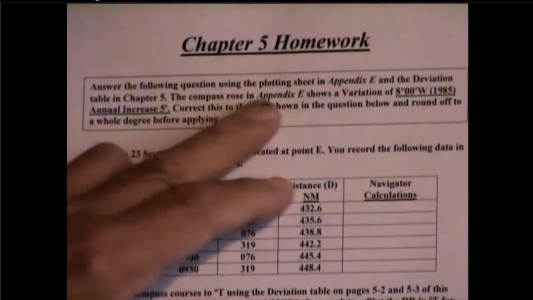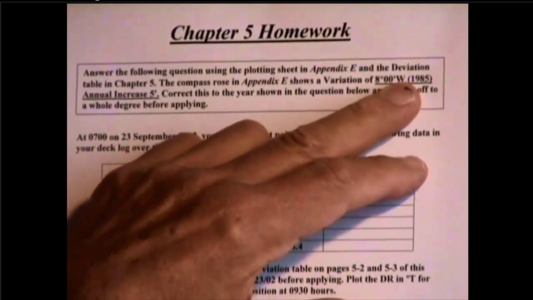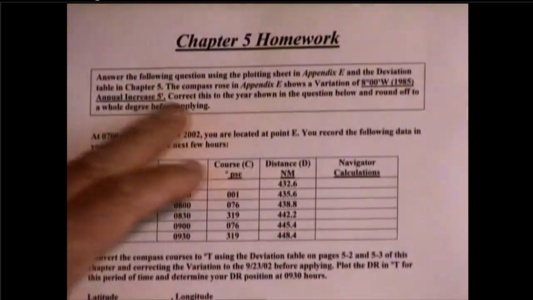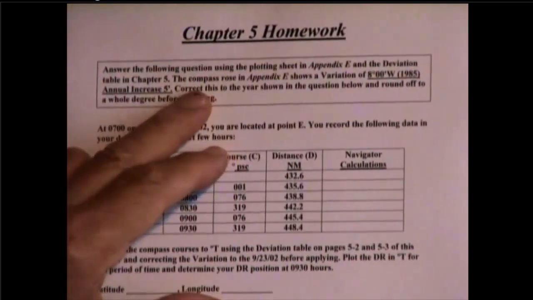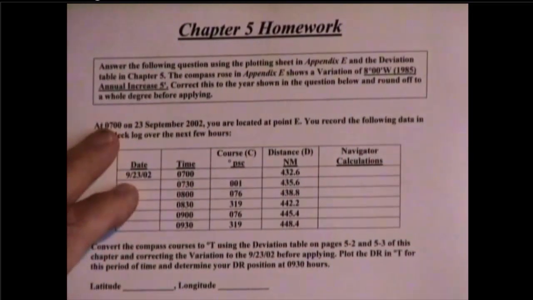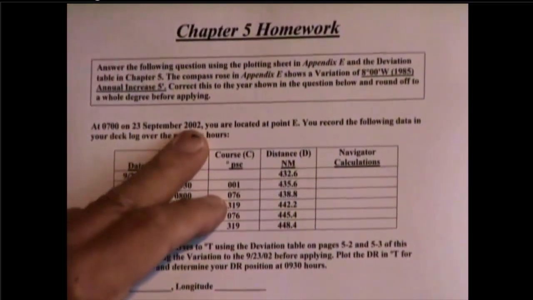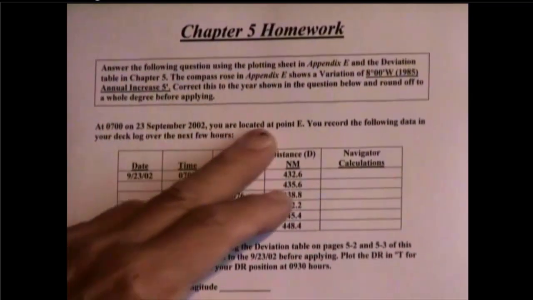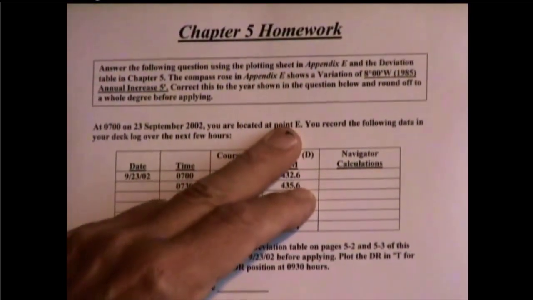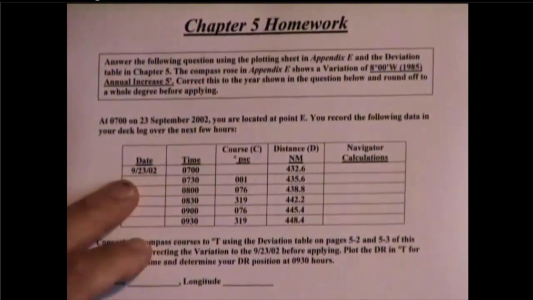The compass rose in Appendix E shows a variation based on 1985 information, and we'll talk about that in a minute. You're going to correct this to the year of the question, and the question states, at 0700 on 23 September 2002, you're located at point E. You record the following data in your deck log over the next few hours.